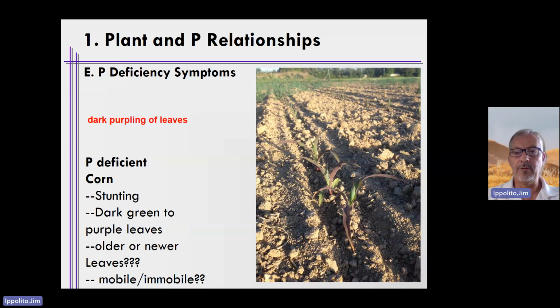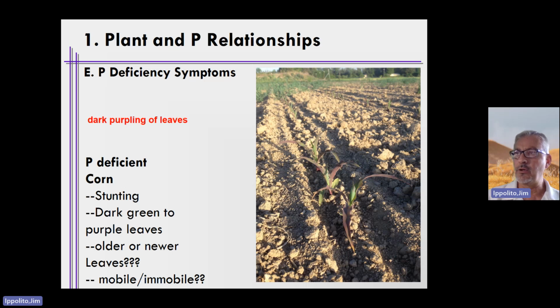So when plants are lacking phosphorus or they don't see phosphorus in the soluble form to a great extent, and thus they're deficient, what do we observe in terms of the deficiency itself? Well, it's shown in this picture, and I have a listing of various observations that you might make. But the classic observation is dark purpling of leaves, like you see in this corn plant on the right.